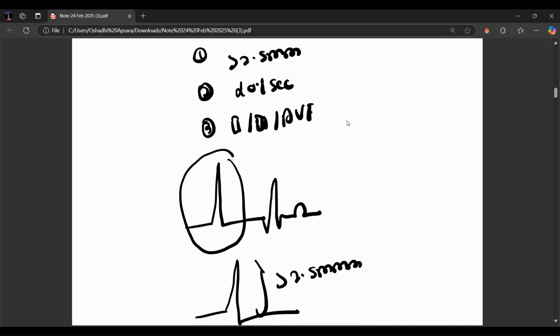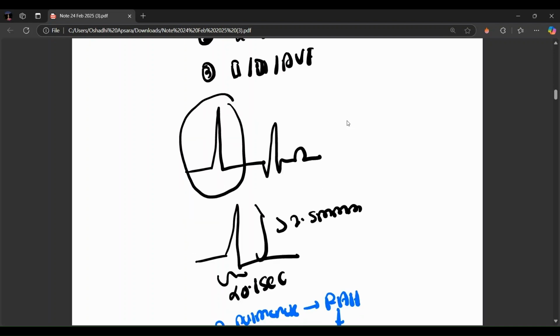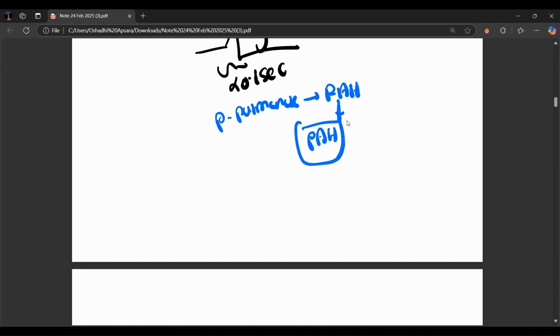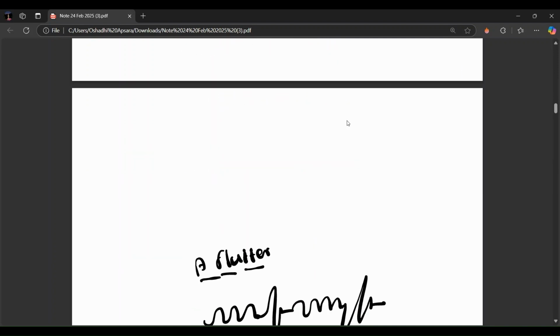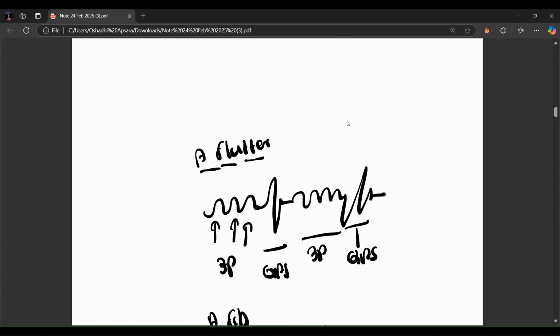Duration within 0.1 second. Then you have to think about right atrial hypertrophy. Where does right atrial hypertrophy happen? In pulmonary arterial hypertension. That's what you see in the P wave.